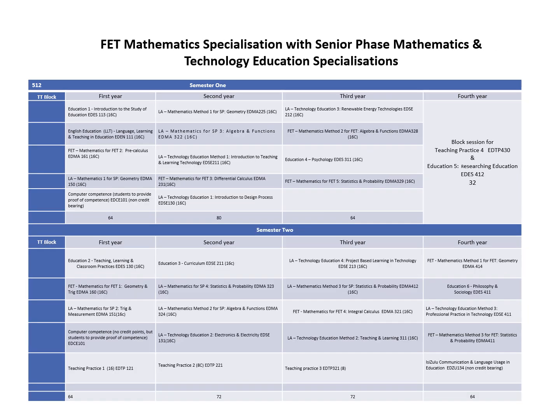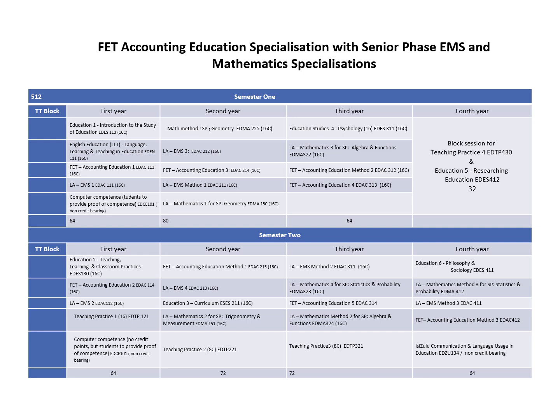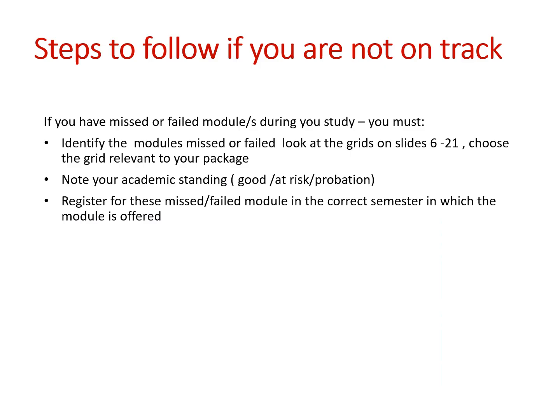FET Mathematics specialization with Senior Phase Mathematics and Technology education and the modules that one needs to complete from year 1 to year 4. Our Physical Sciences specialization with Natural Sciences and mathematics is reflected on this slide. Accounting with senior phase EMS and mathematics is shown in this slide from year 1 to 4. Accounting is offered with EMS and creative arts.